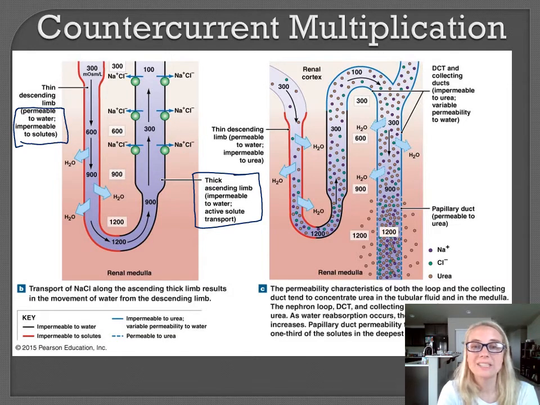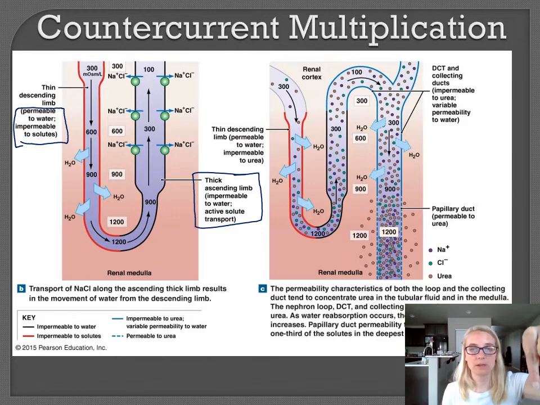So because of these different characteristics, the descending limb is permeable to water but impermeable to solutes, and right next to it is the ascending limb that is permeable to solutes and impermeable to water. What this is going to do is set up a self-driving mechanism for reabsorption of salts and water. It's so cool. And pretty much passively, it's kind of amazing.